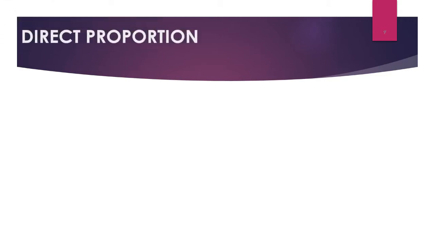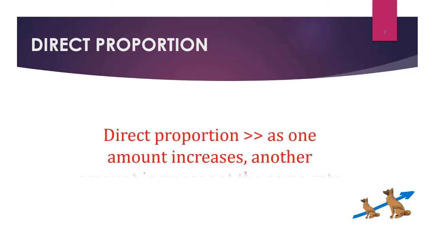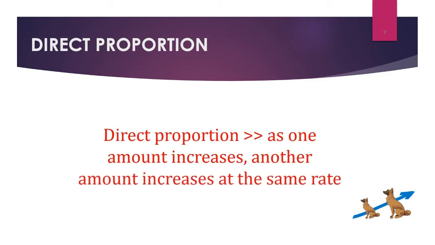Students, in direct proportion, as the first variable increases, the second variable also increases. And as the first variable decreases, the second variable decreases too. So what's the conclusion? The conclusion is direct proportion: as one amount increases, another amount increases at the same rate. Okay, I think it's very clear.